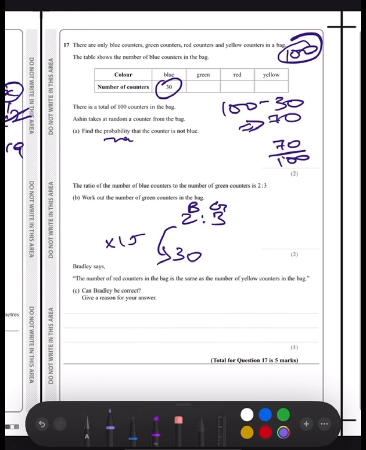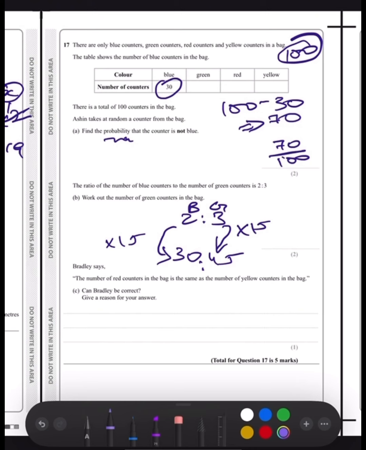So instead, what you can do is divide 30 by 2, and the answer is 15. So we can simply write 2 multiplied by 15 equals 30. If 2 multiplied by 15 gives us 30, in the same way we need to multiply green also by 15. So 3 multiplied by 15 gives us 45. Therefore, we have 45 green counters and 30 blue counters.